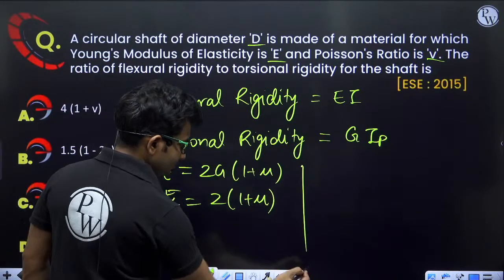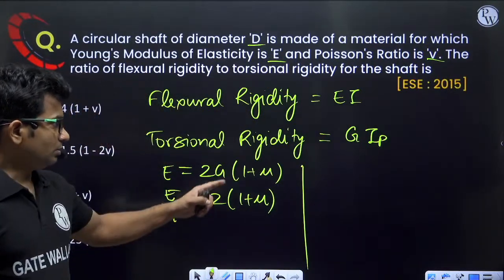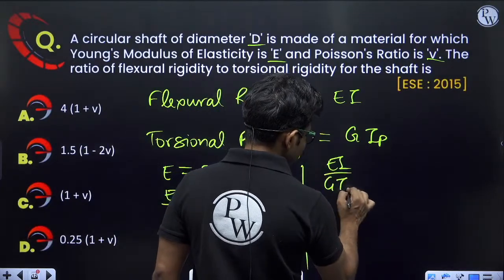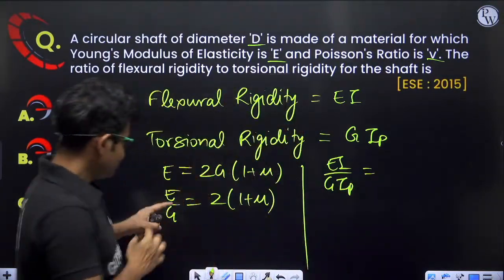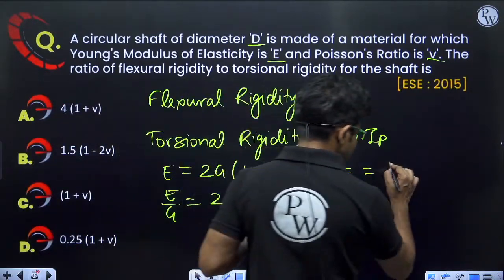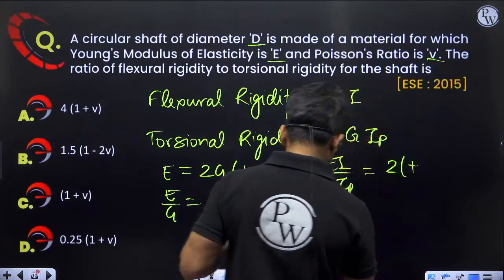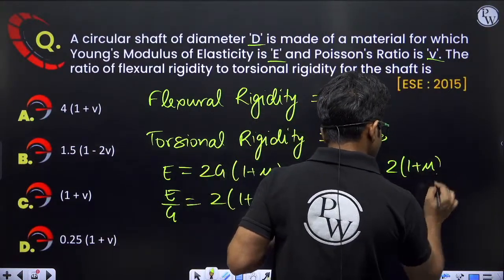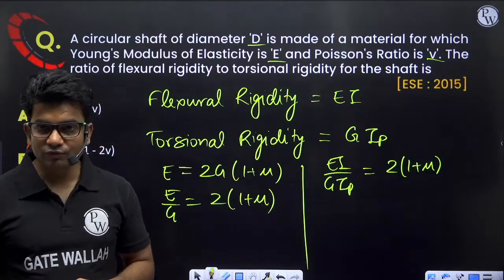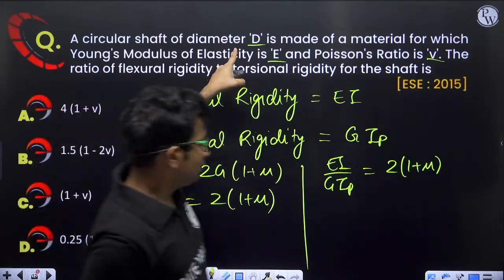Now I have to find out the ratio of these two. So EI upon GIP will be equal to, first, E upon G. E upon G is 2 into 1 plus mu. Now I upon IP. What is the value of I? Pi d to the power 4 by 64. This is a circular shaft, no?